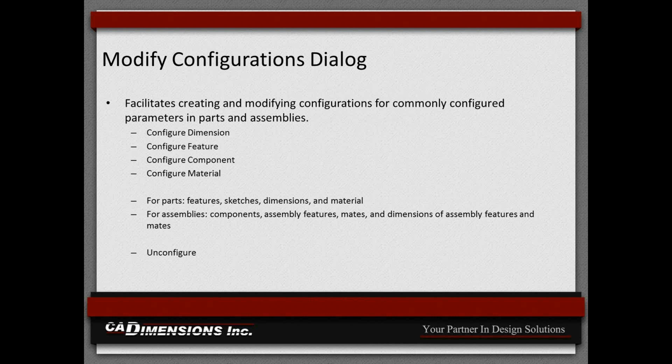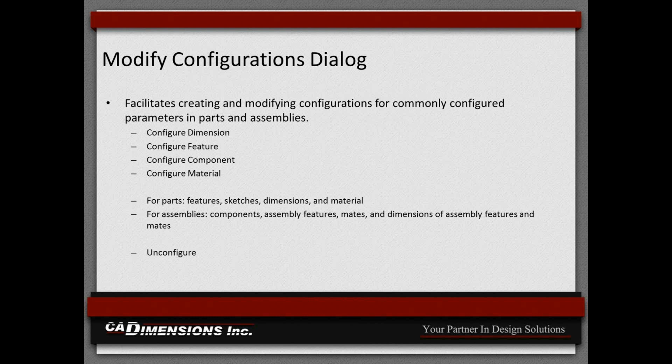There's a tool inside of configurations in parts and assemblies called the Modify dialog. And the Modify dialog is there to help you configure 4 main pieces, which is your dimensions, your features, your component suppression states, and your materials.